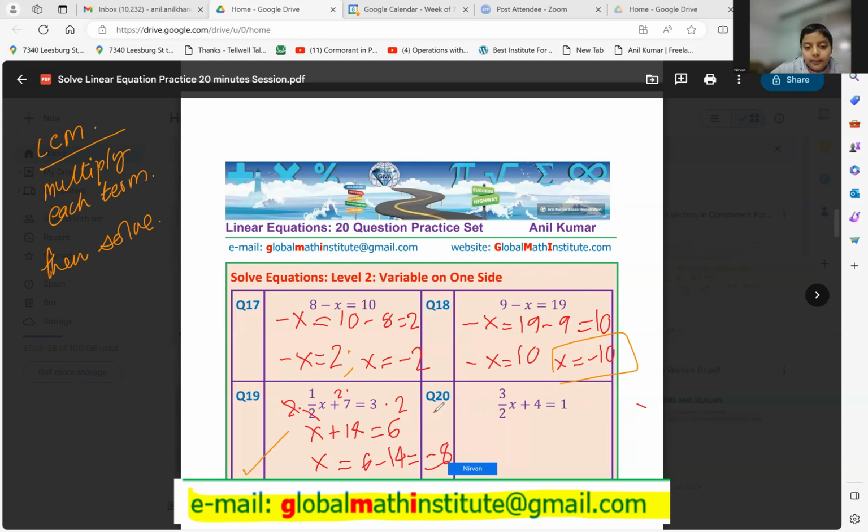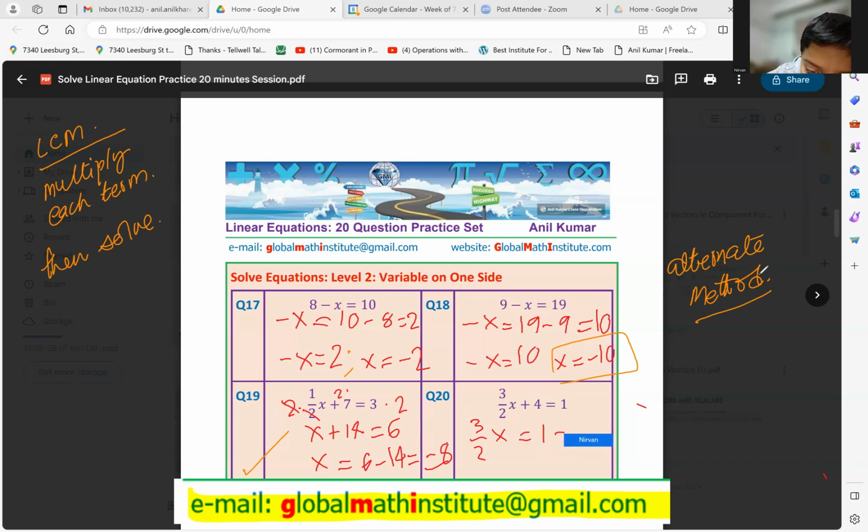Question number 20. This time you take 4 to the right hand side and then solve. This time I do it that way. Alternate method. Yes, please do. 3 over 2x equals 1 minus 4, minus 3.